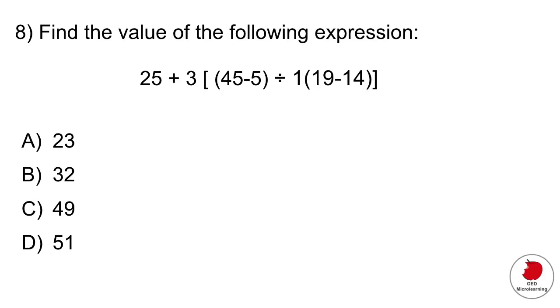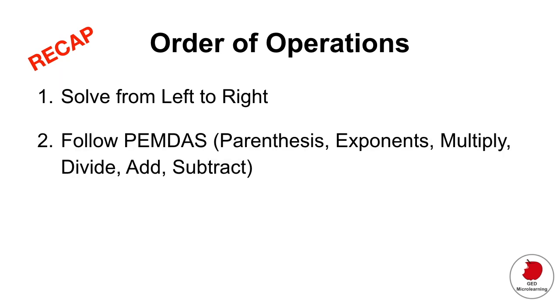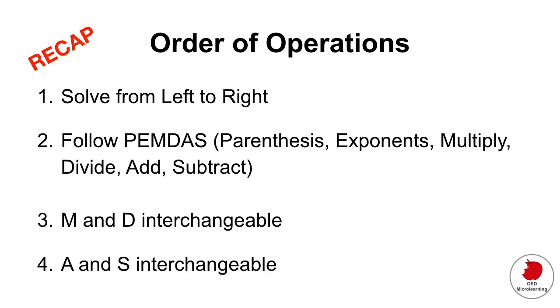All right, so here it asks you to find the value of the following expression. And here's where we do our PEMDAS, or order of operations. Remember, in math, we have to do things in a specific order. This is called the order of operations. We always solve from left to right, and we follow this acronym called PEMDAS. First you do whatever is in the parentheses, followed by any exponents, multiplication, division, add, and subtract. You can multiply or divide in that order, or you can divide or multiply. Same thing with adding and subtracting, so they're interchangeable.